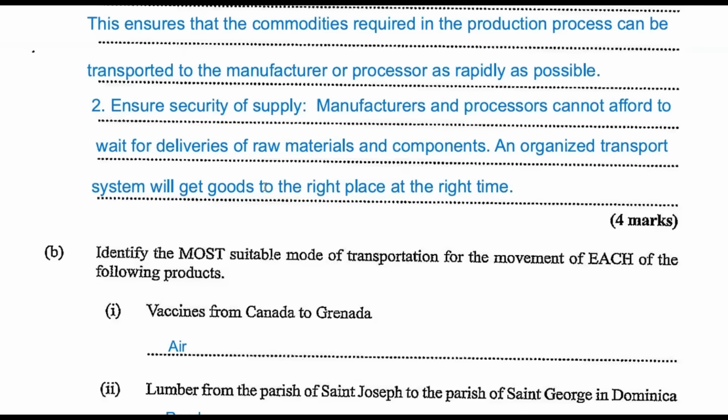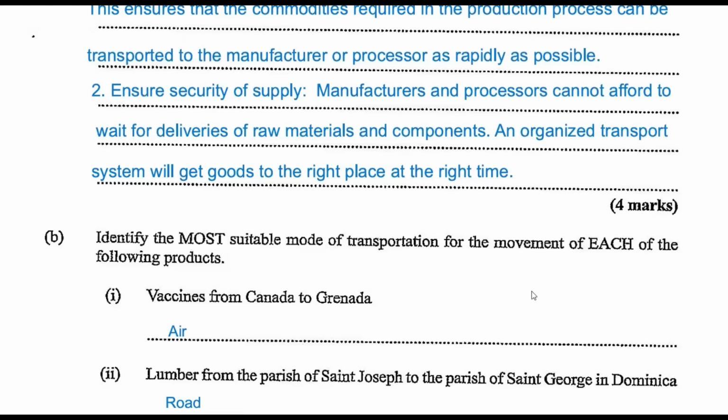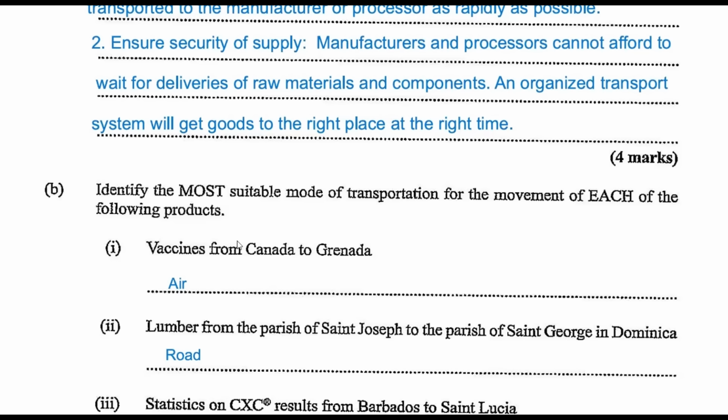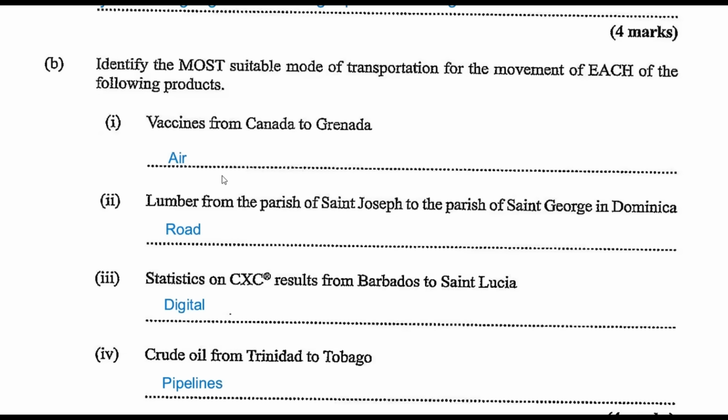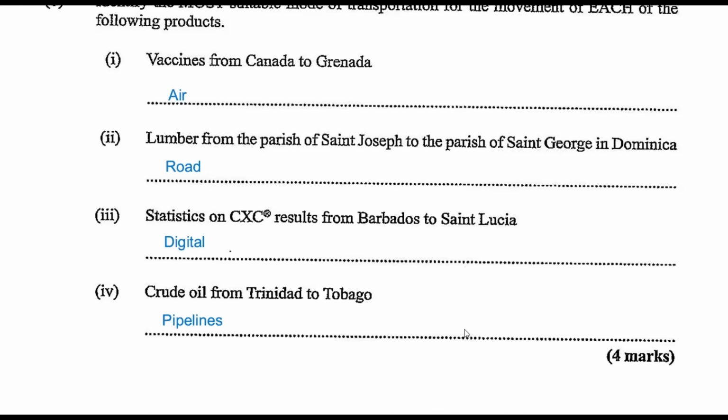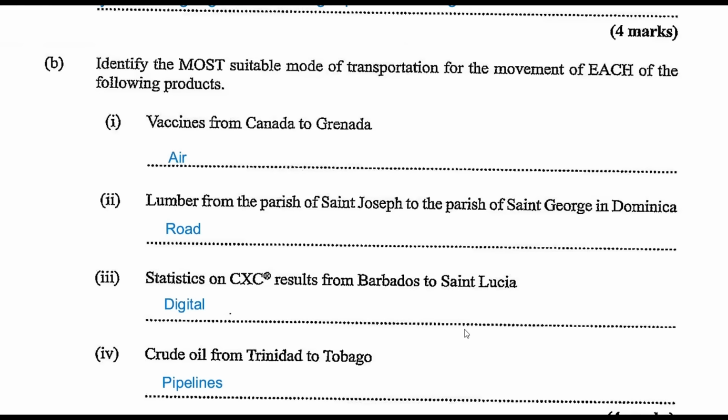Now, identify the most suitable mode of transport for the movement of each of the following products. Well, we have vaccines from Canada to Grenada, that's air transport. Lumber from the parish of St. Joseph to the parish of St. George, road transport. Statistics and CXC results, digital. Crude oil from Trinidad to Tobago, pipelines, guys. Great job. There we go.